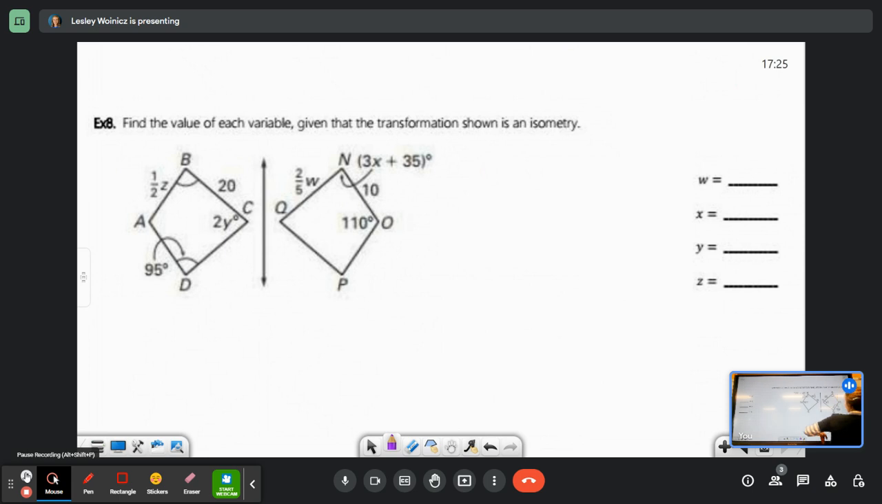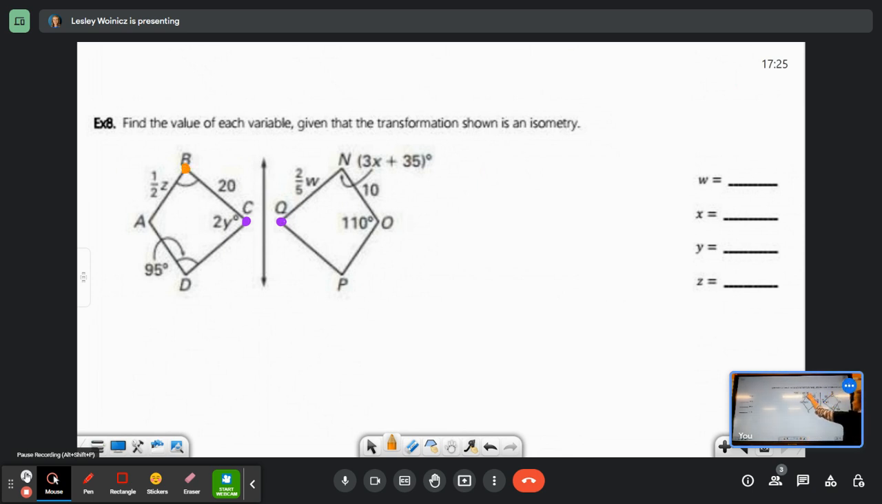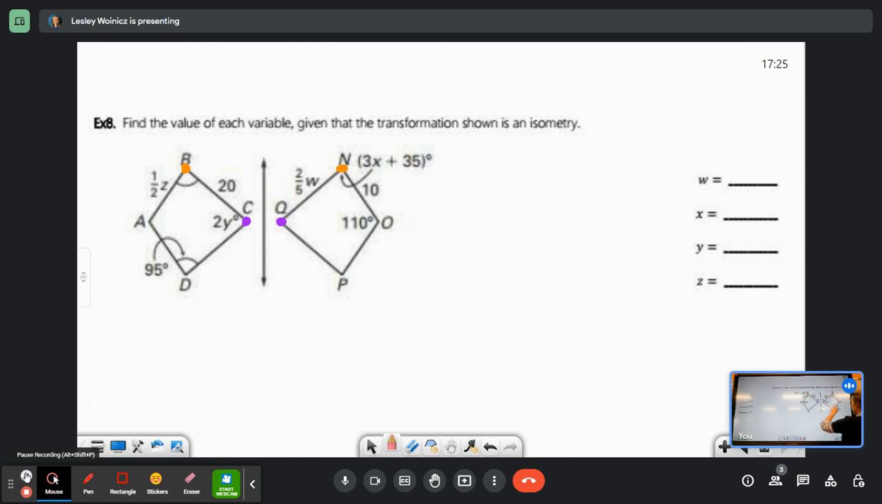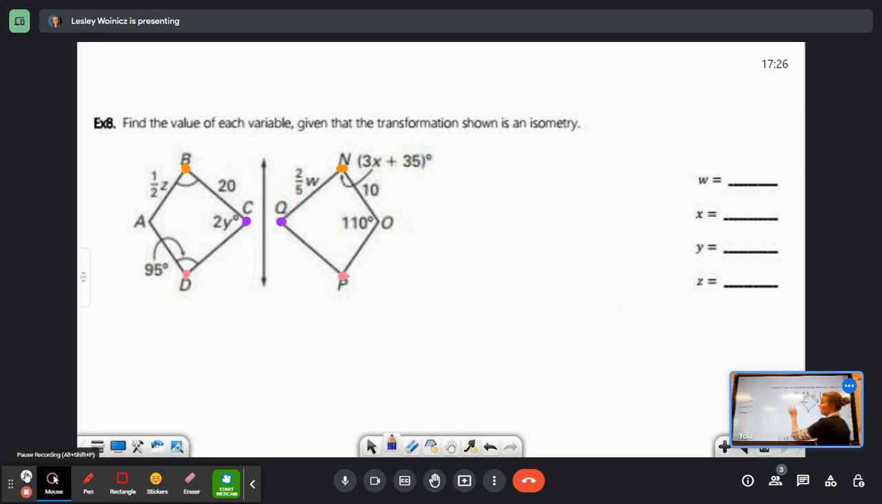All right, so they're giving us an axis of symmetry. So that means that C maps to Q, B maps to N. I hope these colors are helping you. They're helping me. D maps to P, and A maps to O. While I paused it, I changed my blue dots into green stars because the blue and the purple looked exactly the same and it confused me.